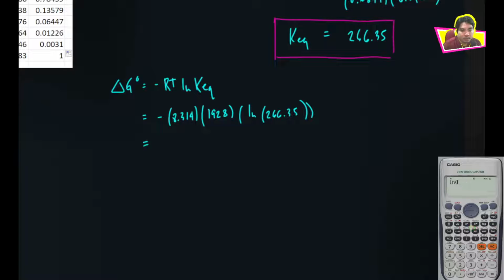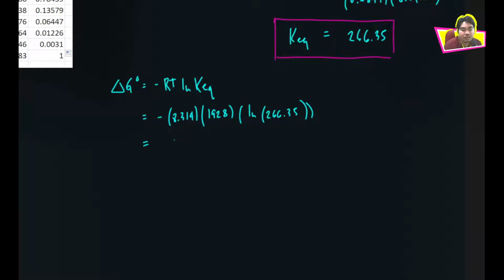Okay, and we should get, if we take the ln nito, tapos multiplied natin by negative 8.314 multiplied by 1928 gives us, ano yan? Hindi ko nakuha. Wait, sorry. Saan yung calculator? Nagsara ba yung calculator? Nawala yung calculator. Nakuha niyo ba yung sagot?